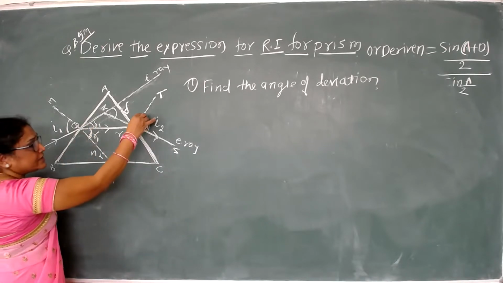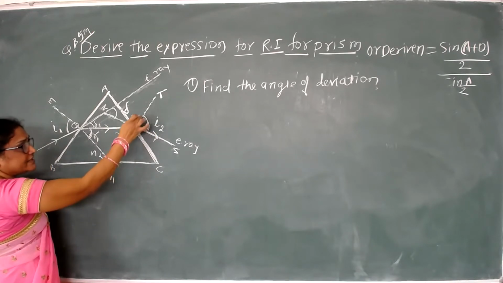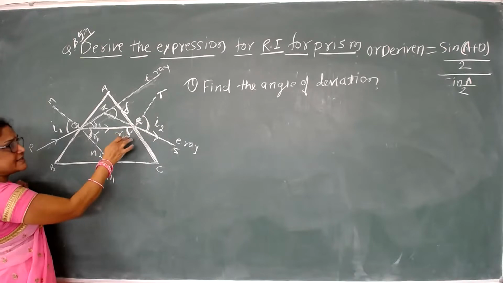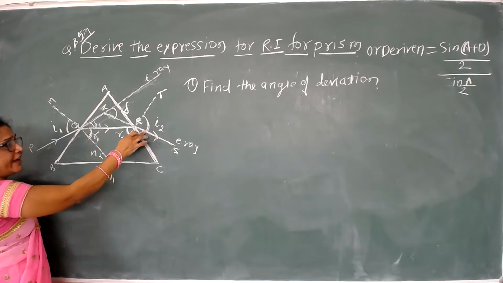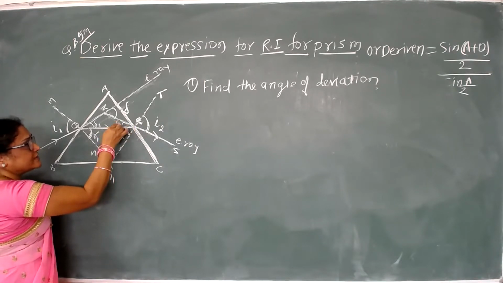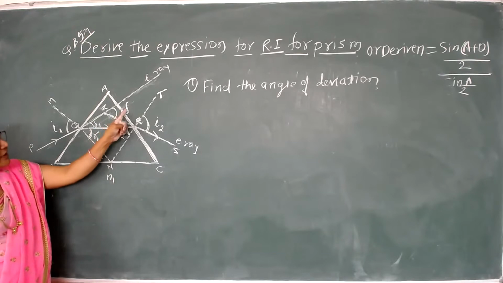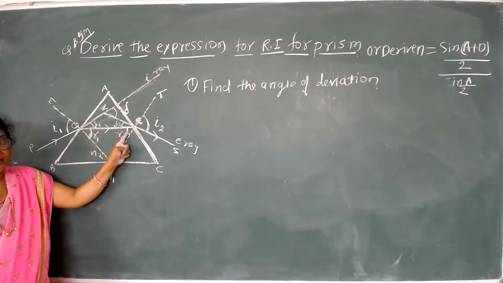And here this is the emergent angle, this is the incident angle, and this is the refracted angle. The angle found between the incident angle and the refracted angle is known as the angle of deviation. So this is delta 2. See the figure, delta is the exterior angle for delta 1 and delta 2.